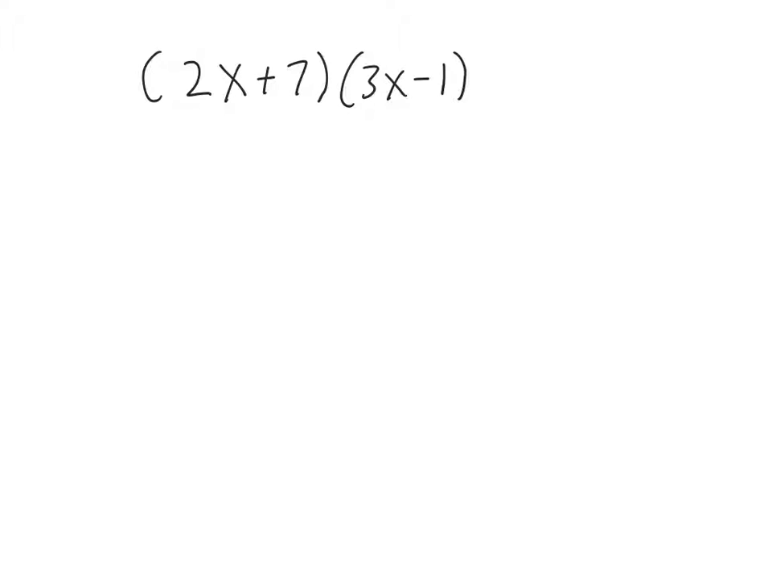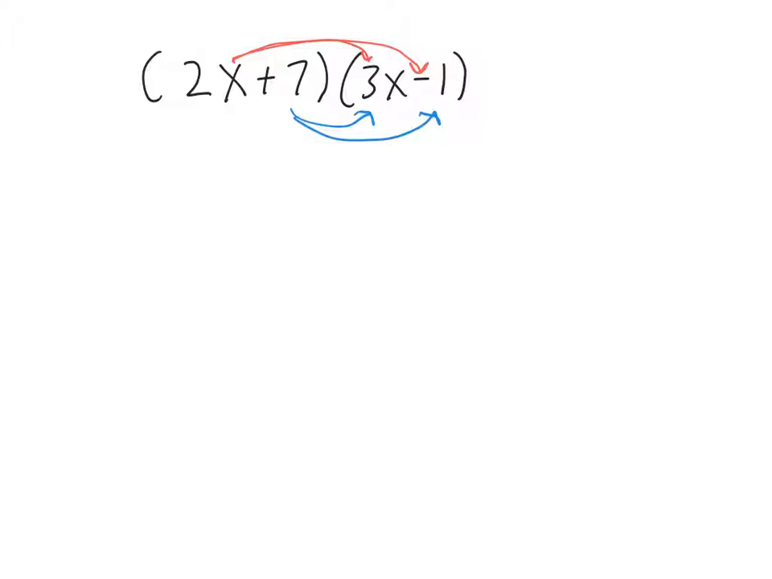On number 3, I'm finding the product of 2x plus 7 times 3x minus 1. So I'm going to do the distributive property twice on this one. So we'll start with the 2x. We're going to do 2x times 3x, and then 2x times -1. And then we'll do the 7, so we're going to do 7 times 3x and 7 times -1.